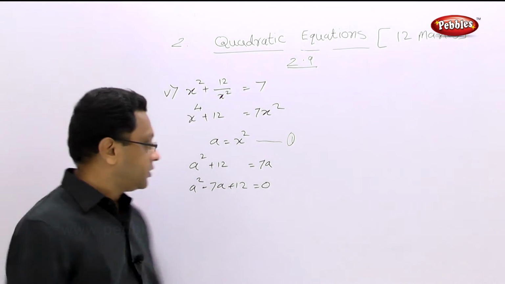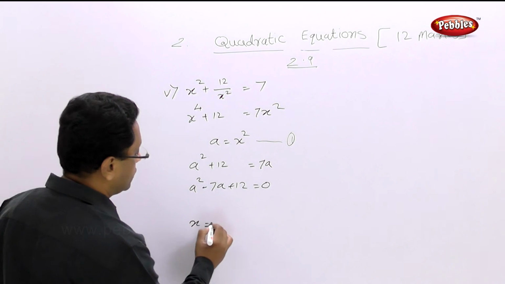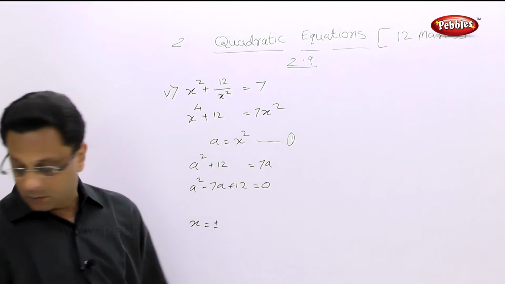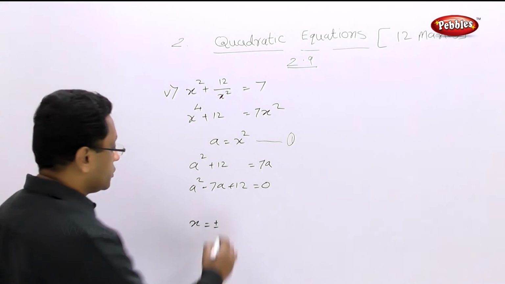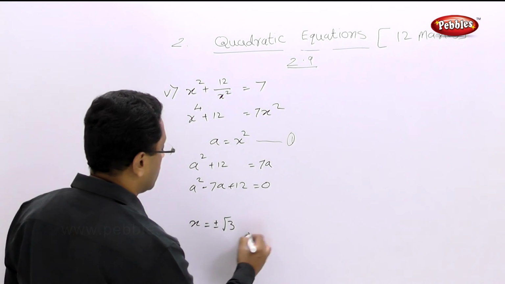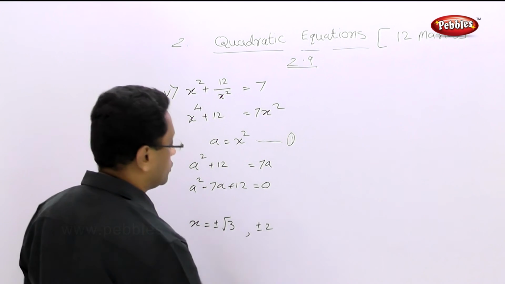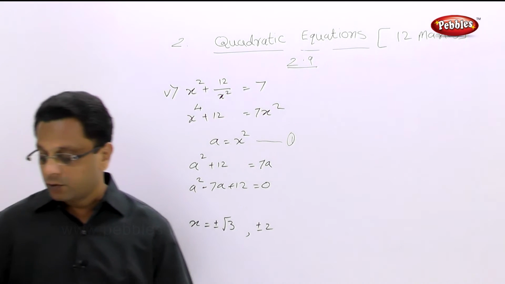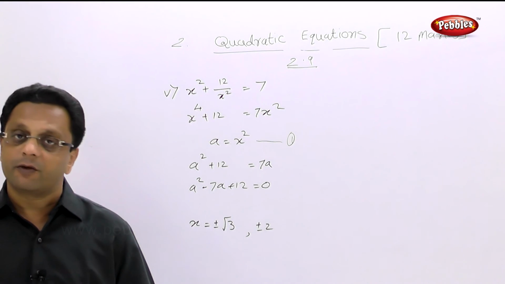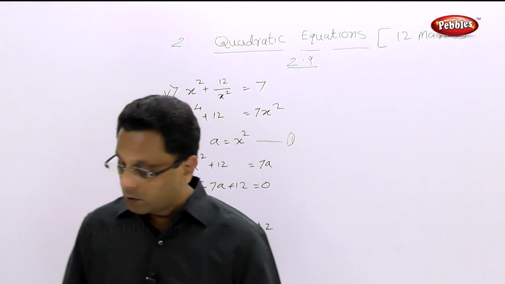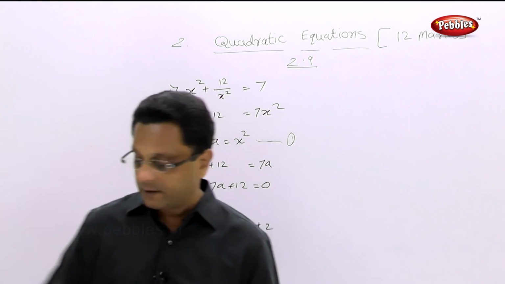The final answer is x is equal to plus minus root 3 or plus minus 2. These 4 values you get after solving this equation. So shall we go ahead to example number 6.